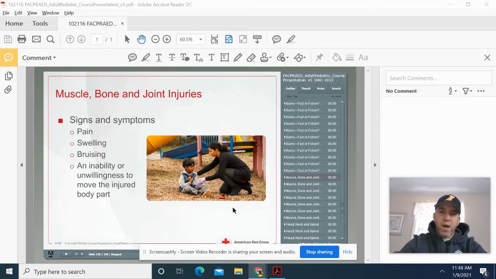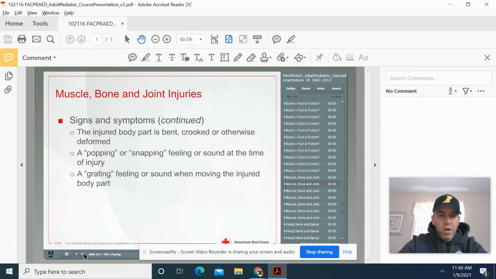Then we're looking for signs and symptoms. So if a person's holding their arm, like this child there, and there's pain, swelling, bruising, an inability or unwillingness to move the injured body part, where the body part is bent, crooked, or otherwise deformed, then it's probably a bone break. If there's a popping or snapping feeling or sound at the time of injury, a grating feeling or sound when moving the injured body part. And this happens.